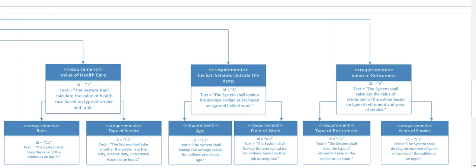The system shall calculate the value of retirement of the soldier based on type of requirement and years of service. For the type of requirement subcategory, the system shall take the type of retirement plan of the soldier as an input. For the final sub-requirement, the system shall display the number of years of service of the soldier. This concludes the requirement diagram.